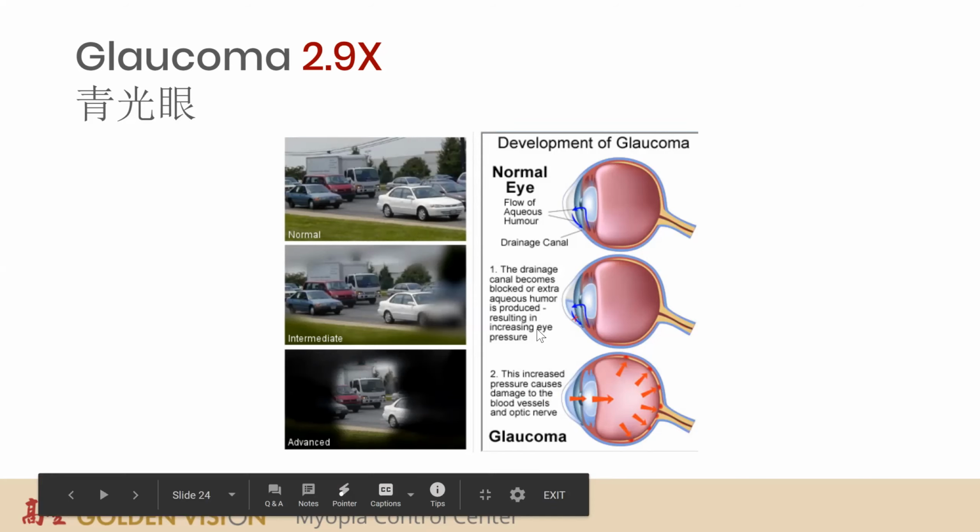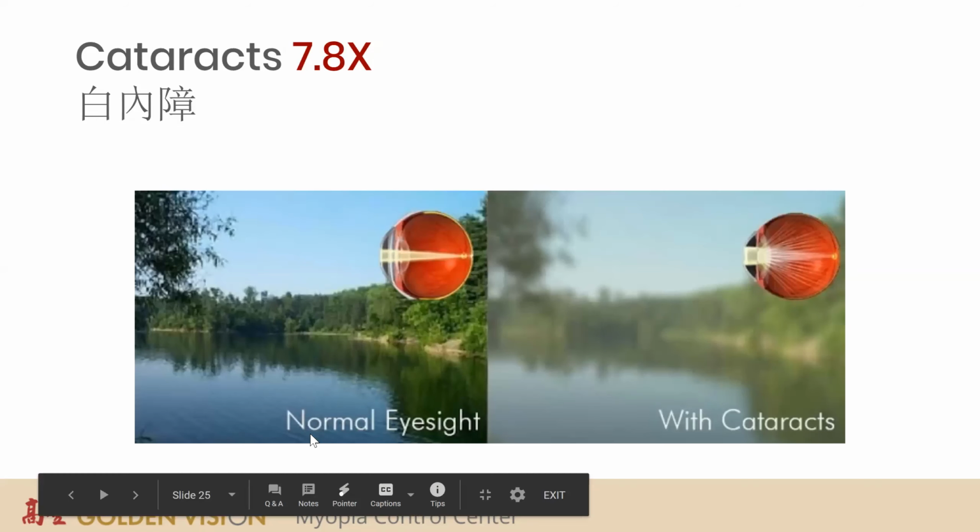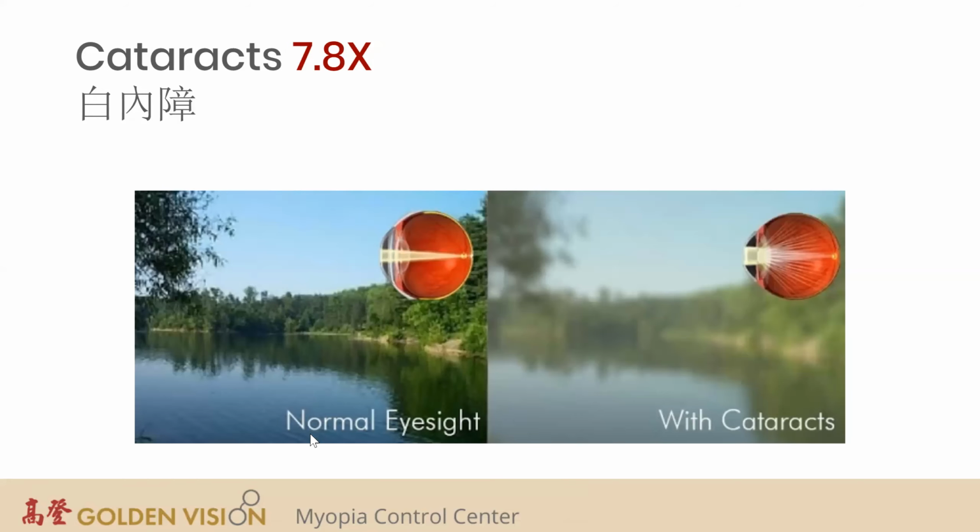There's almost three times more risk of developing glaucoma with a high degree of myopia. And cataract is another one. With a higher degree of myopia, there's 8 times more chance of developing cataract.